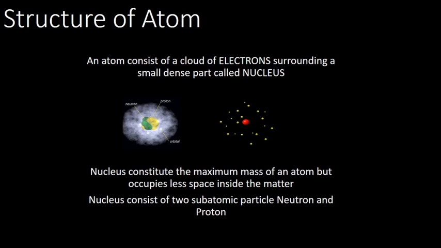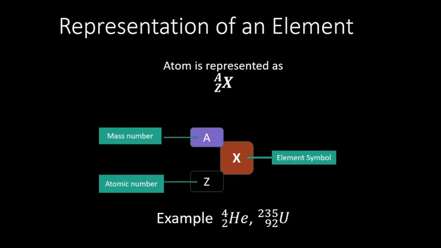In the picture you can see the yellow and clay color is the nucleus, whereas the cloud or smoke-like part is the electron. And the nucleus constitutes the maximum mass of an atom, and it consists of two subatomic particles. One we call a neutron and one we call a proton.